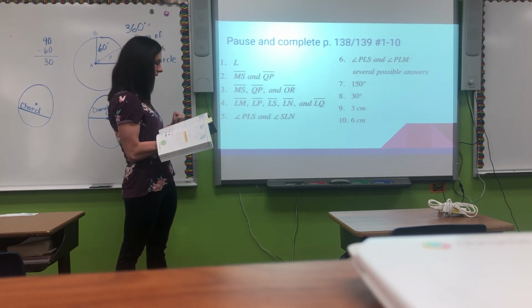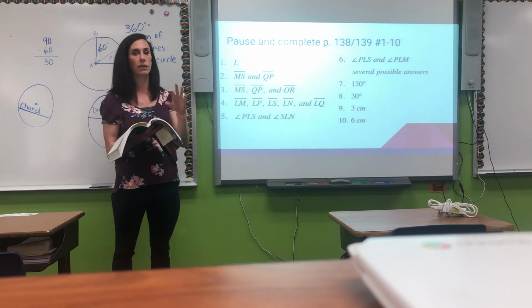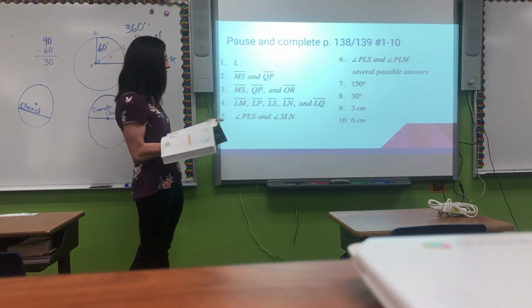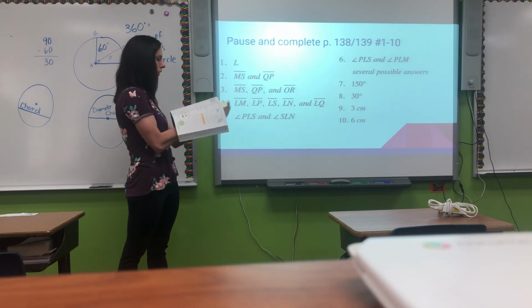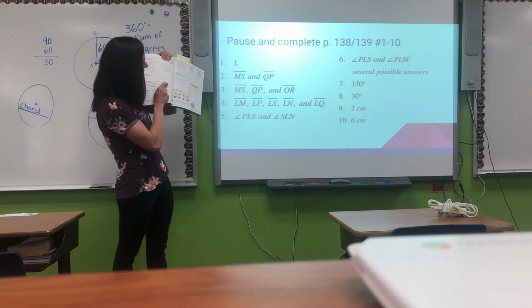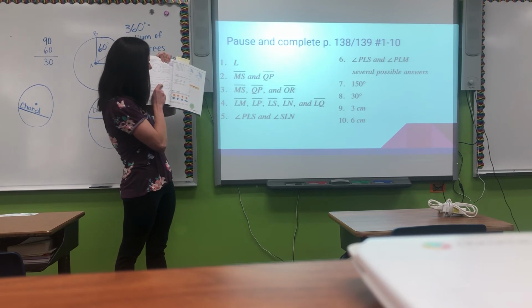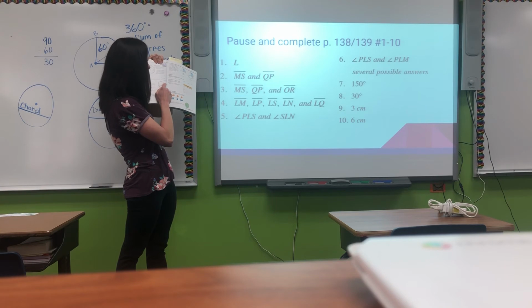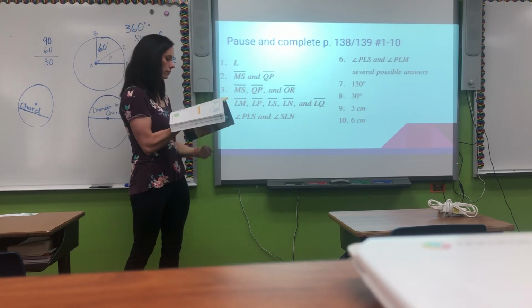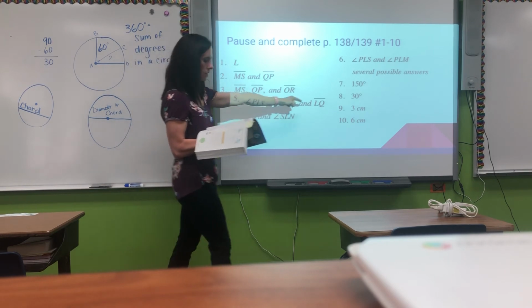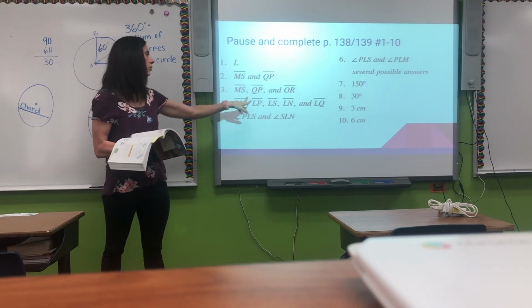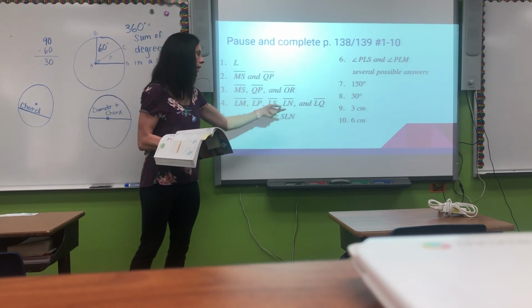Number 4 is asking for 5 radii. So radii have to go from the center to the end. So we had LM. So that's this one here. We start in the center and we go out to the side. LM. Start in the center, out to the side. LP. Start in the center, out to the side. LS. LN. And LQ. Those are the only possible answers, except for maybe flipping your letters around, okay?